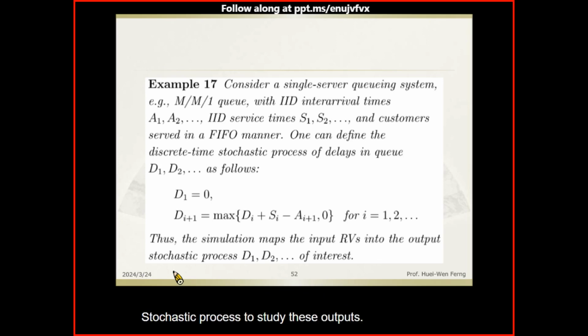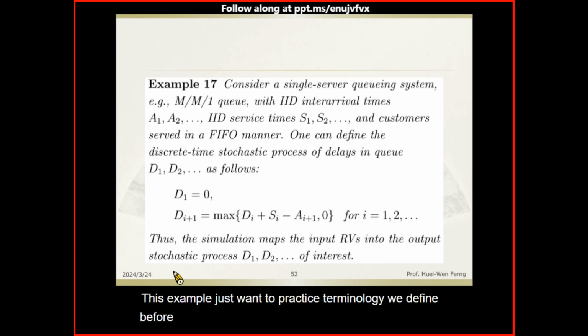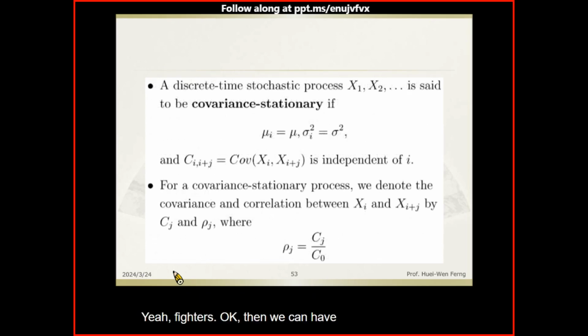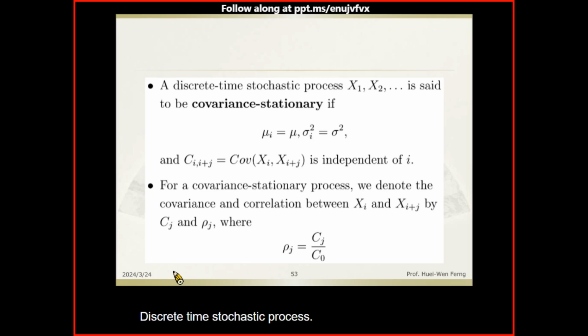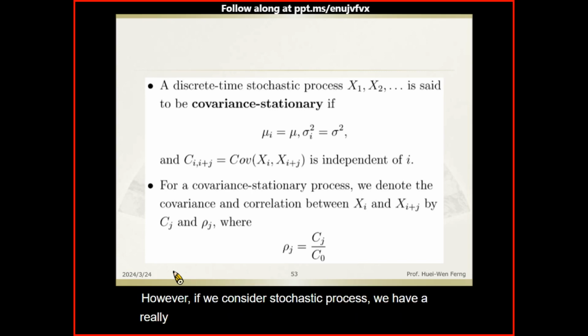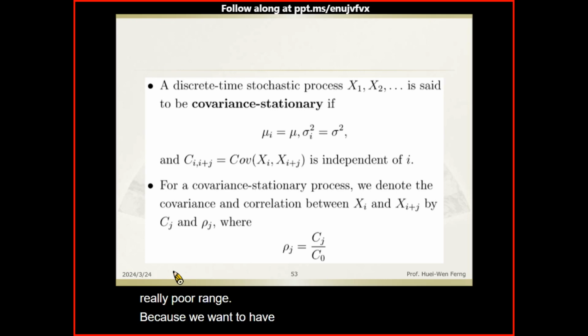Well, this example just wants to practice the terminology we defined before this example. Is it okay? If it is okay, then we can have the next one. We can use discrete time, right? So up to now, for that example, the M/M/1 output, we can define a discrete time stochastic process. However, if we consider stochastic processes, we have a really broad range, because we want to have some cases for us to study.